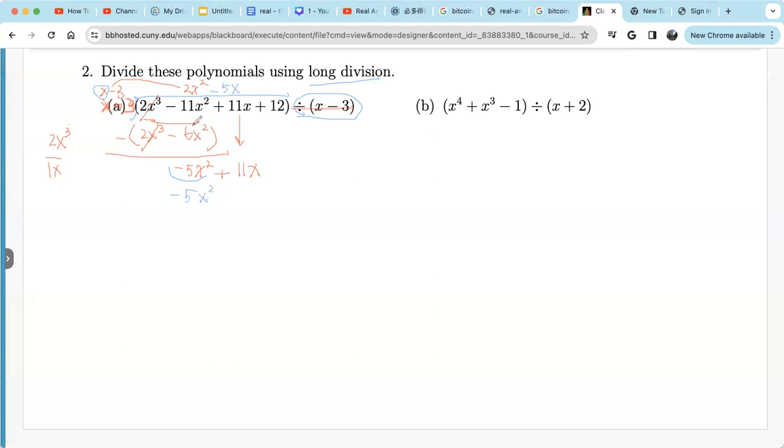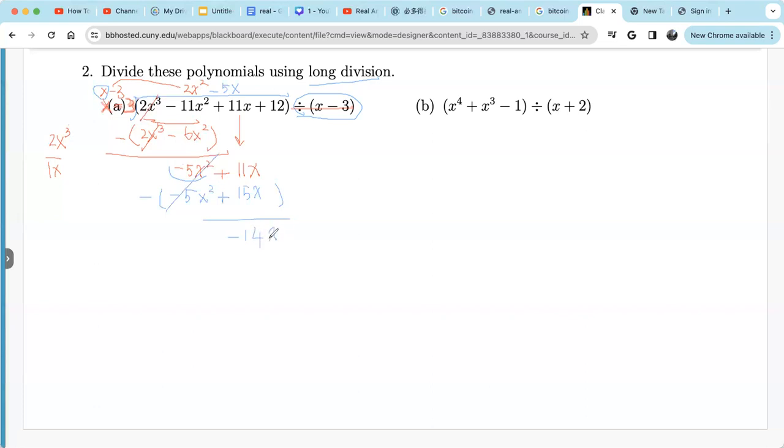Then we multiply negative 5x with negative 3. Negative times negative becomes positive. So we got a positive 15x. Now do you see the pattern? The pattern is we want to get rid of these terms one by one from the left. So if we do a subtraction here, we get rid of the leading term of negative 5x squared. So first step, we got rid of 2x cubed. Second step, we got rid of negative 5x squared. Now we have 11x minus 15x. That's negative 14x.